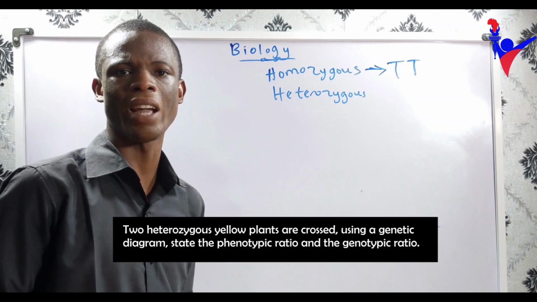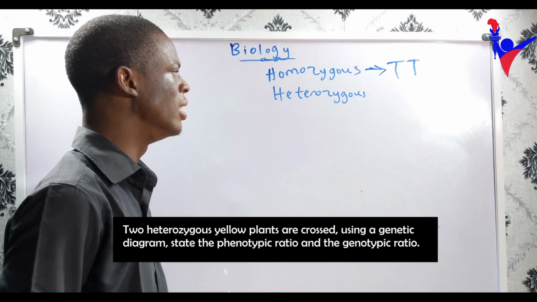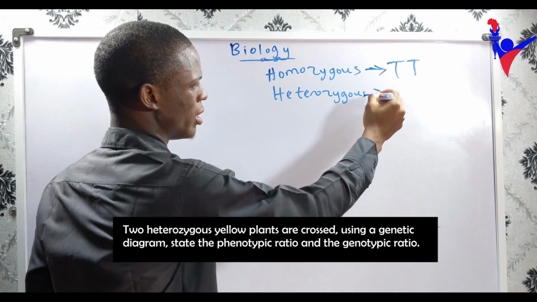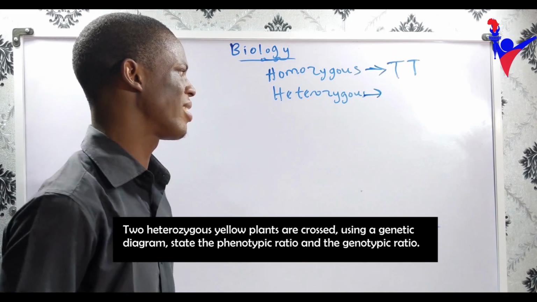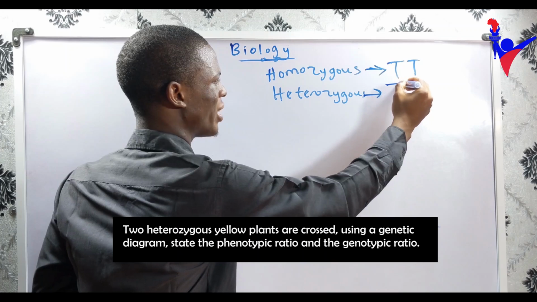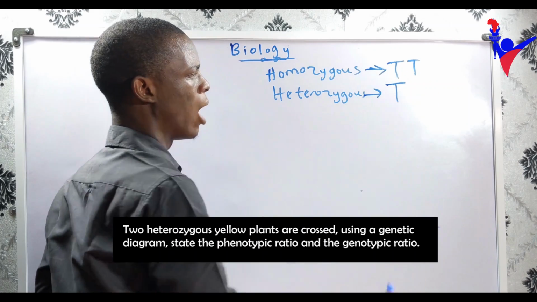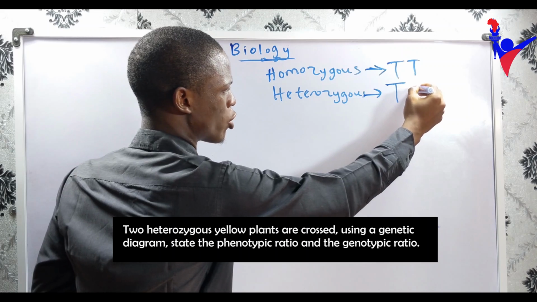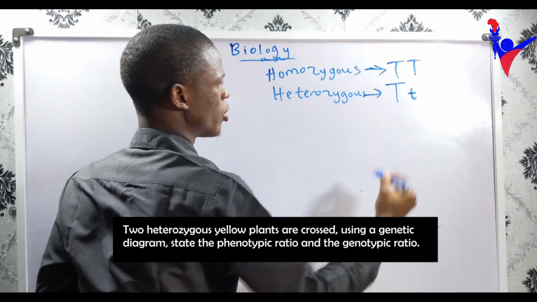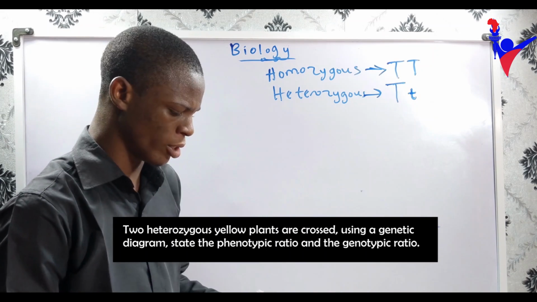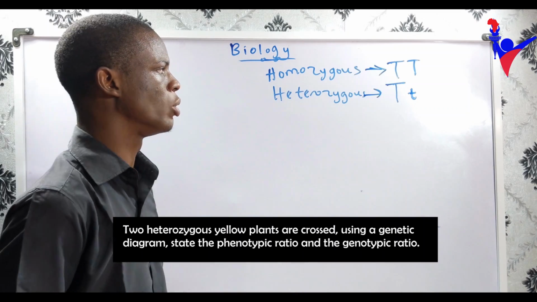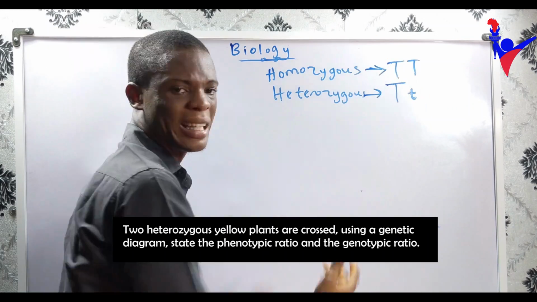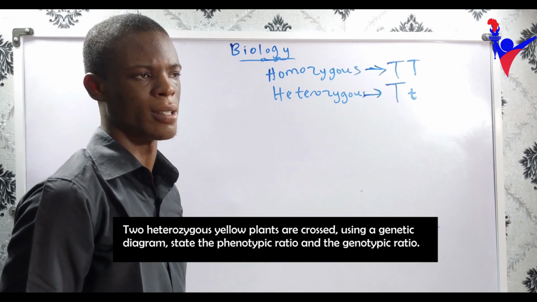And for any heterozygous, we have contrasting alleles. For example, for heterozygous tallness, we can say we have our capital T, and the other form of this capital T is what? The small t. So we have this in homozygous condition, we have homozygous tall plants, and this is what heterozygous tall plants look like.